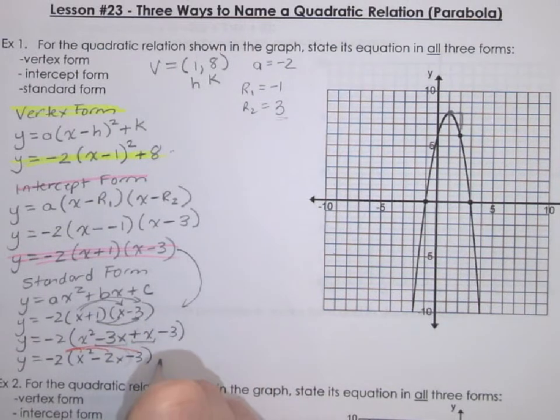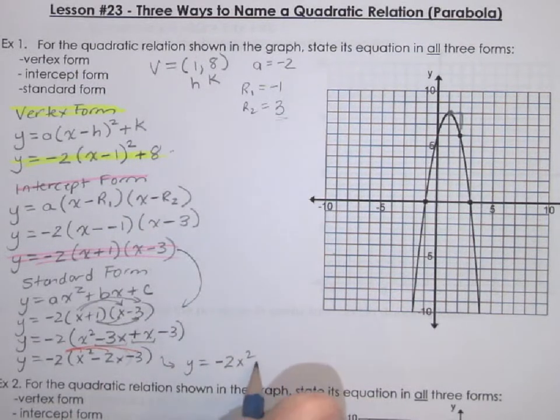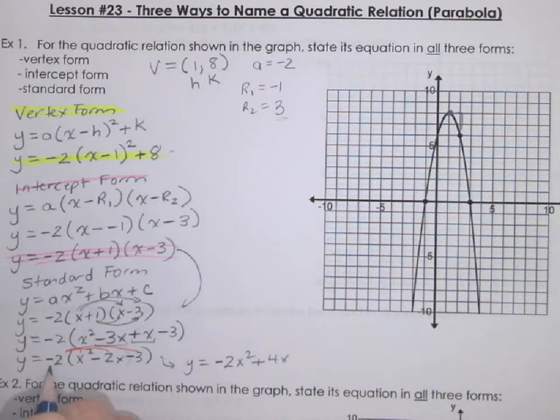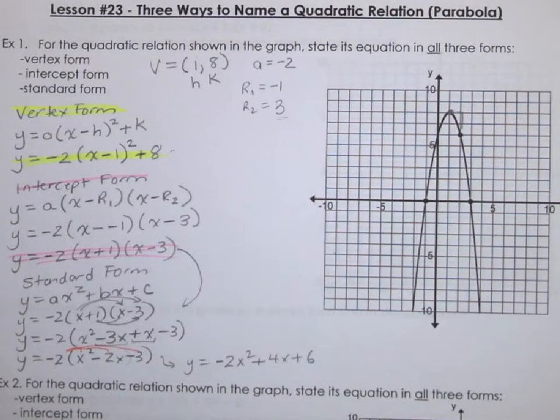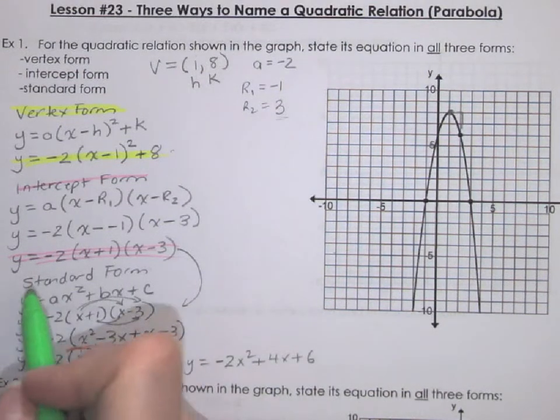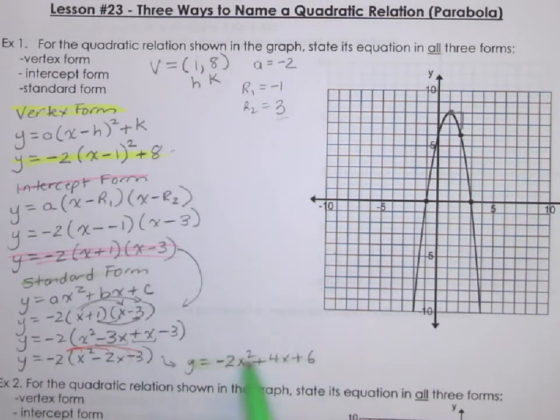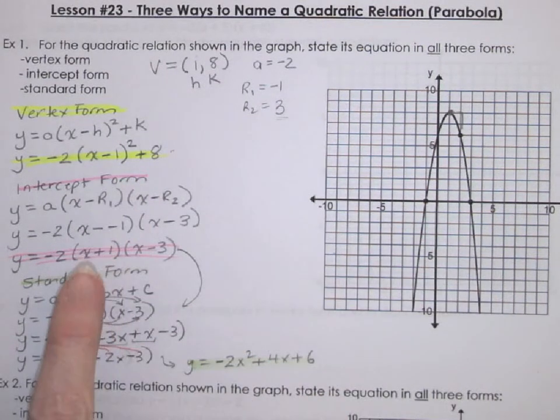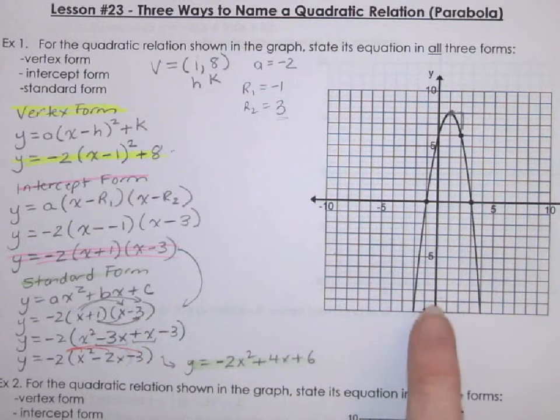And we'll end up getting y equals negative 2x squared. Negative 2 times negative 2x is positive 4x. And negative 2 times negative 3 is positive 6. Okay, so then we have our equation in standard form as well. So we've got all three forms, vertex form, intercept form, and standard form. So that's three different names for that parabola, and they all result in the same parabola. Okay, just three different ways to name it.